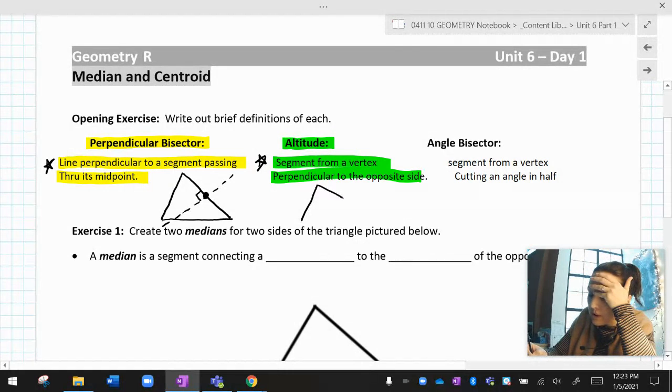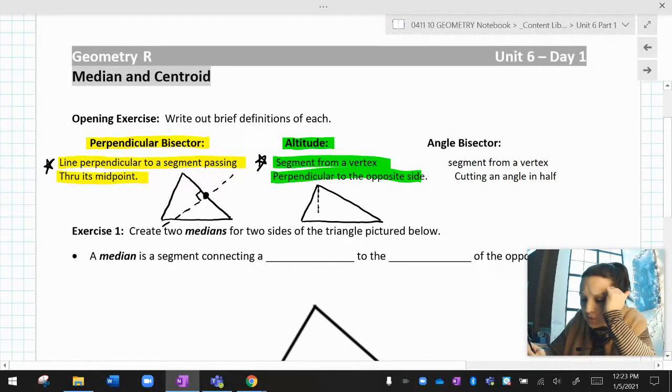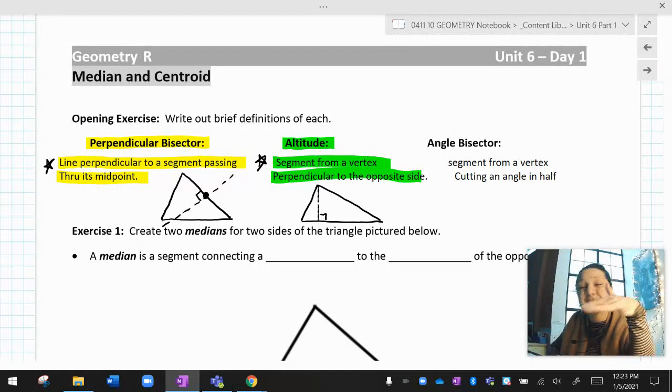And if I were going to draw an altitude, usually altitudes are height. So my altitude for this triangle will be that segment right there. It comes from a vertex, it's perpendicular to the other side. Notice the perpendicular bisector does not touch a vertex. It could touch a vertex, but it doesn't have to. An altitude has to start at a vertex and then go perpendicular to another side.